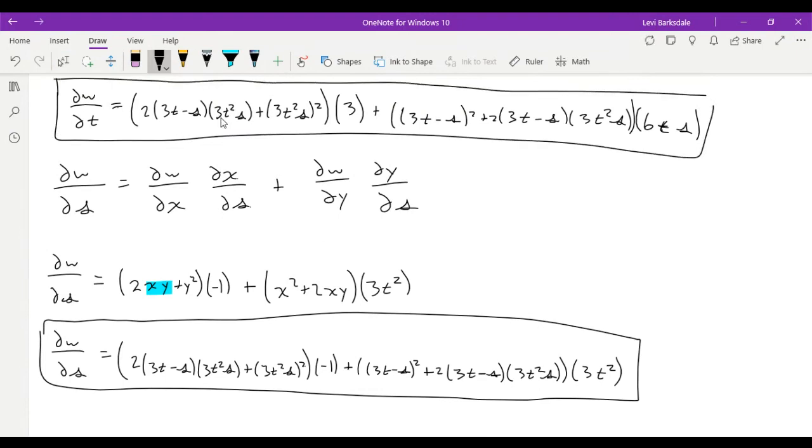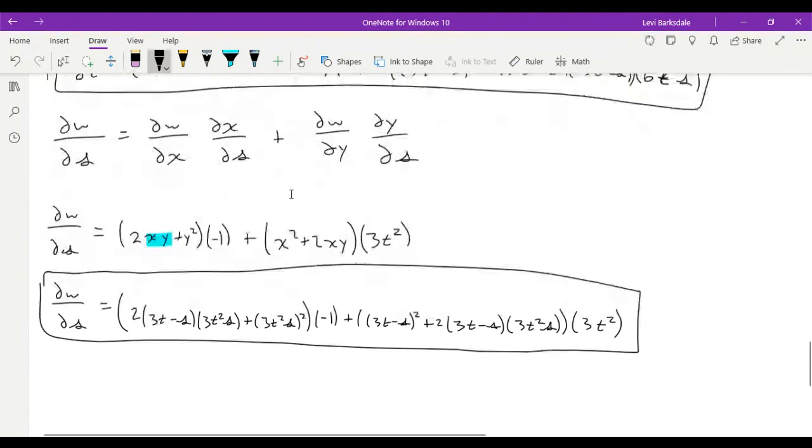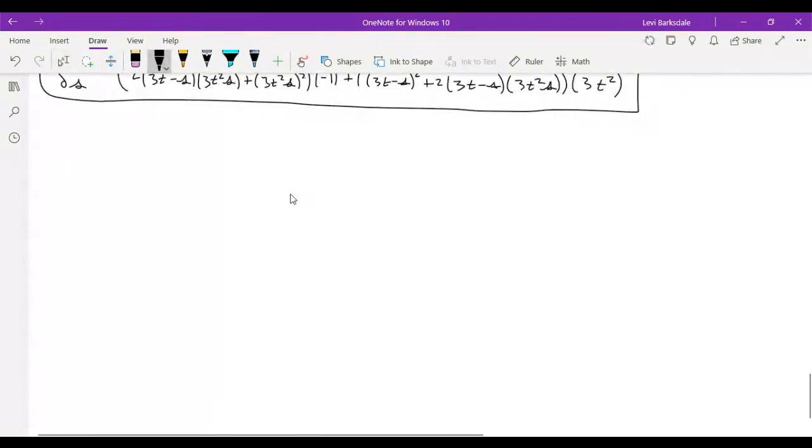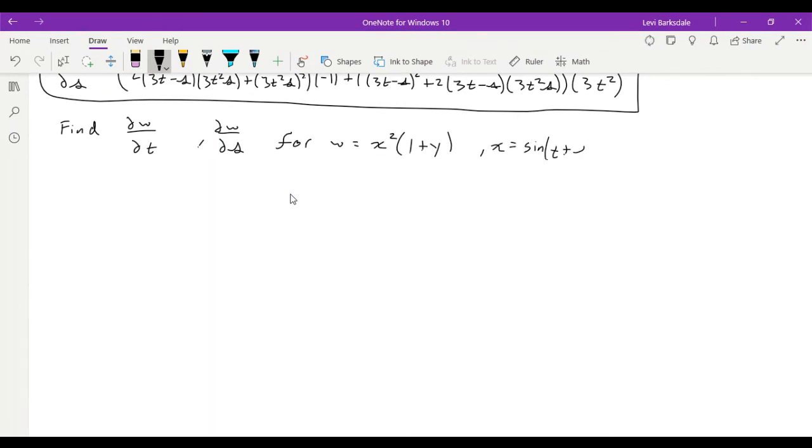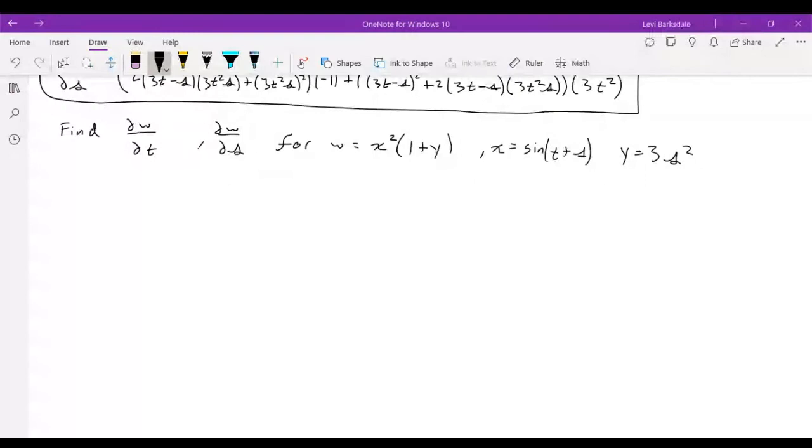That would be the solution. Now I'll go ahead and give you one practice problem. Go ahead and find dw/dt and dw/ds for, let's say, w is equal to x squared times 1 plus y, and x is equal to sine of t plus s, and y is equal to 3s squared. I'll give you a couple of minutes to work through that.